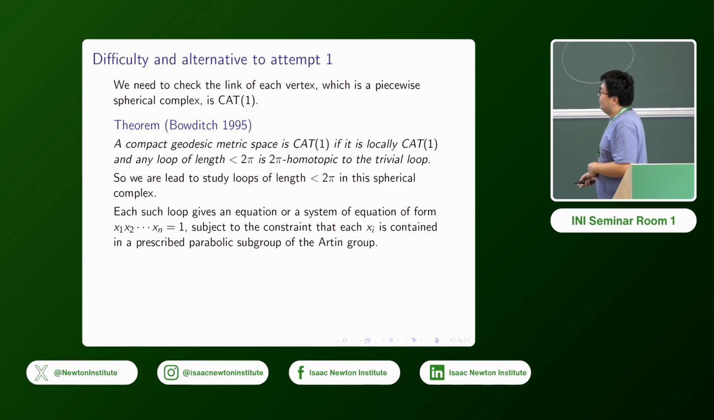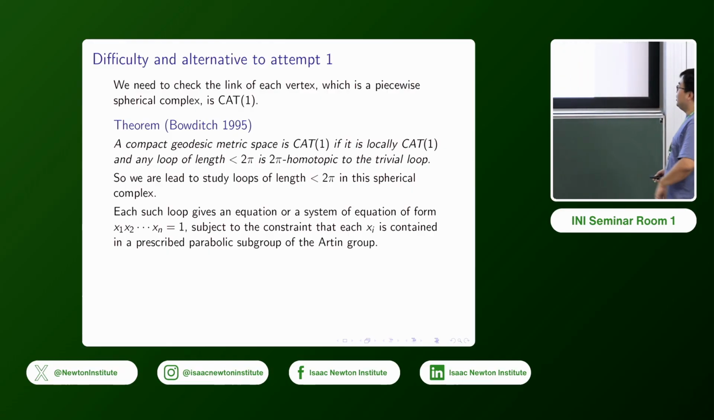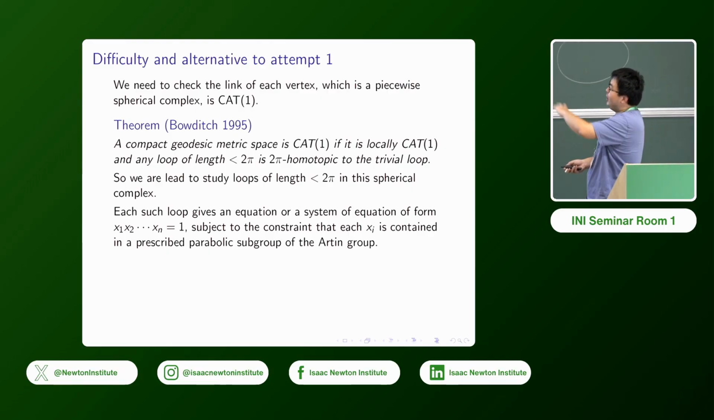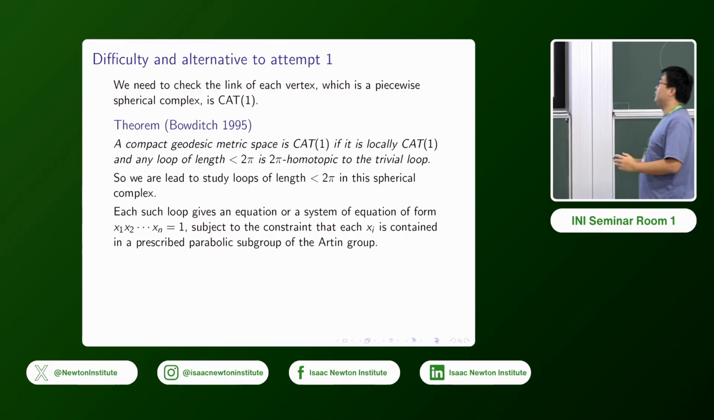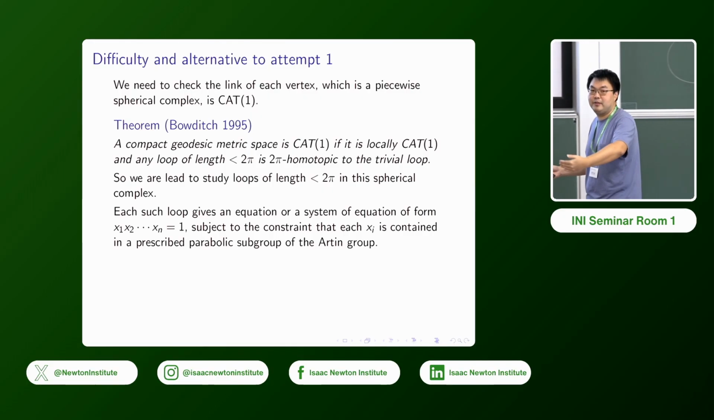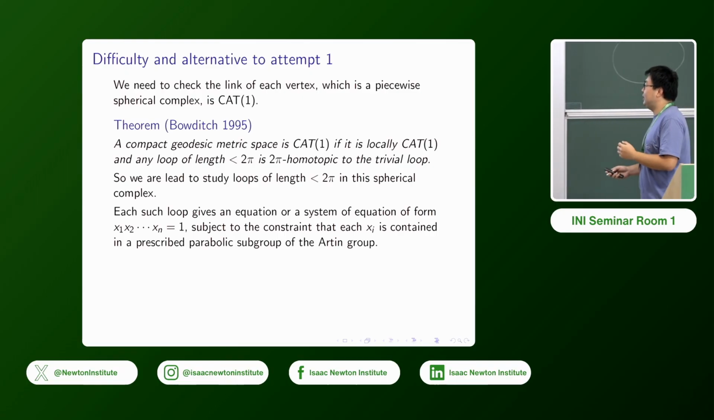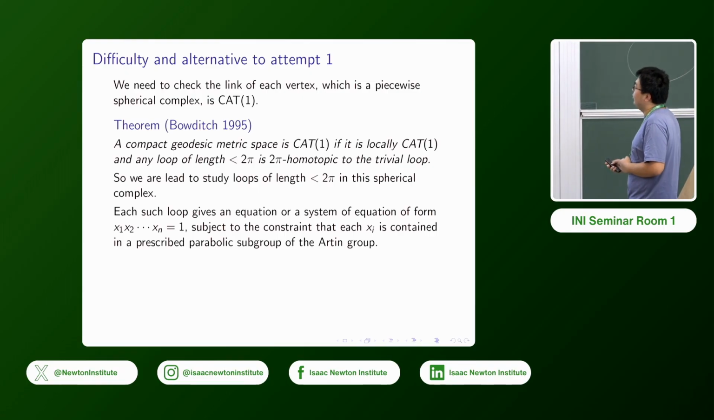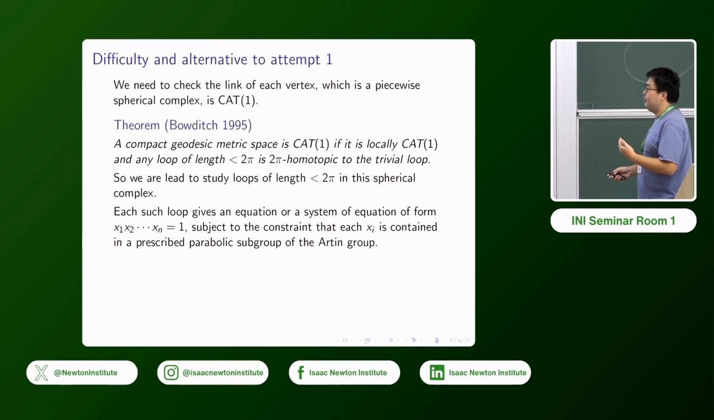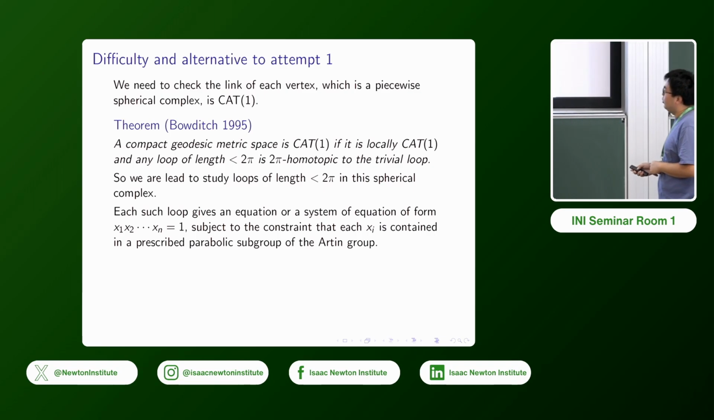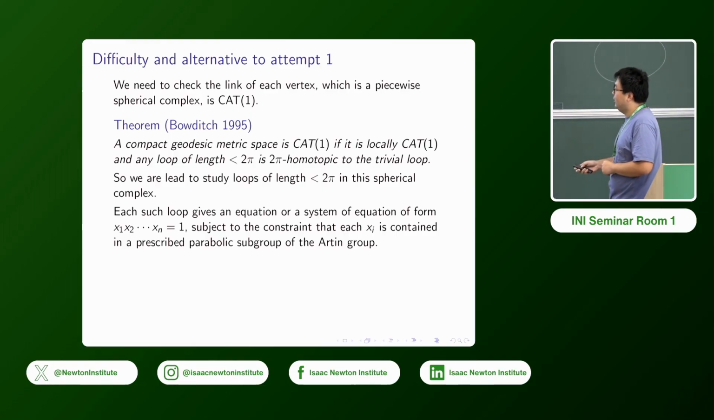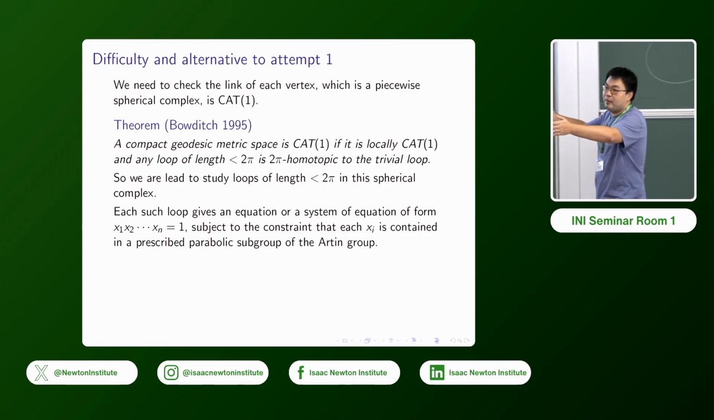Now the next observation we need is the following observation by Ruth Charney. She says that if I want to study a loop of length less than 2 pi, I try to relate it to group theoretical information. She observed that each loop gives you an equation, or a system of equations, over the group of this form: x1 times x2 times all the way to xn equals 1, where 1 means the identity element in the group, subject to the constraint that each variable lies inside a prescribed parabolic subgroup of the Artin group. A parabolic subgroup is just a subgroup generated by a subset of the generators.